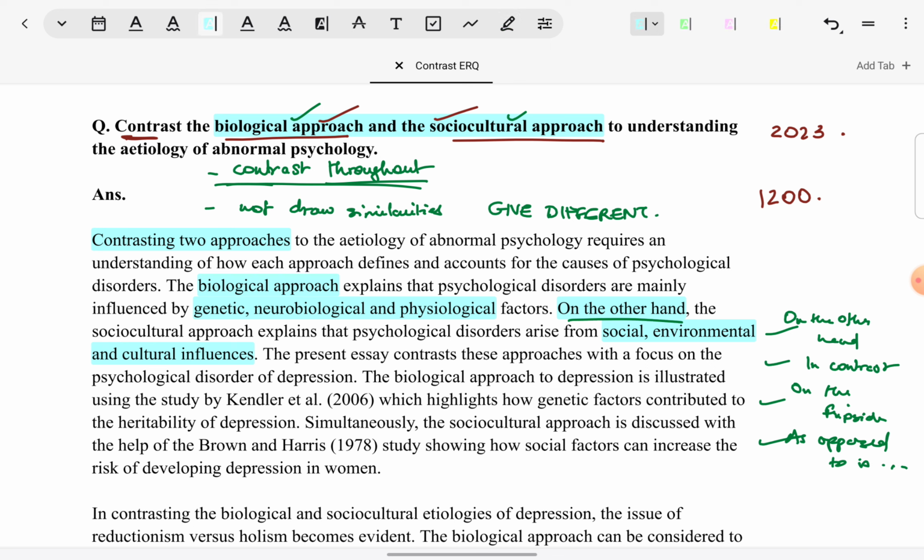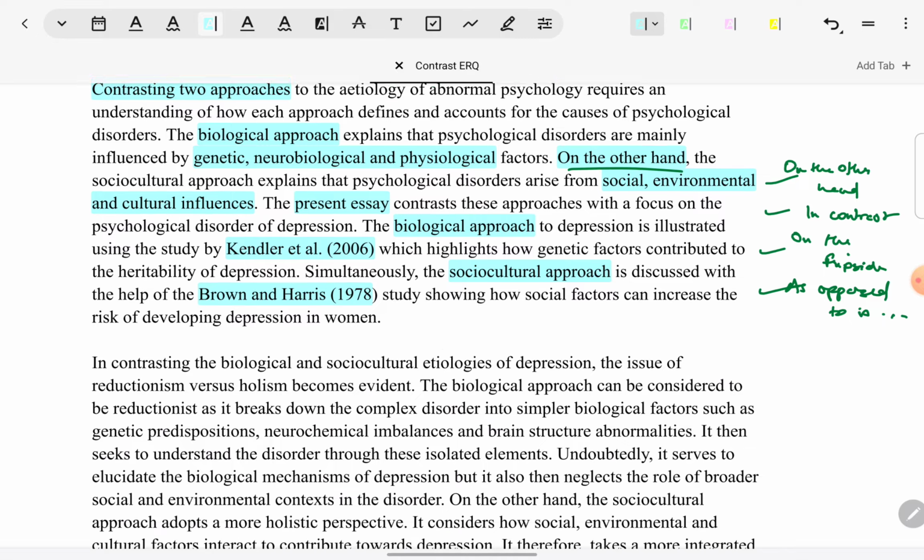So firstly, what is done in this essay, the very basic definition of the two approaches are contrasted against each other. After that, as we always do for all command terms, what is to follow in the present essay has been outlined. So this essay, for the biological approach, is going to take the support of the Kendler et al. study, Genetic Explanation of Depression, and at the same time for the socio-cultural approach, the Brown and Harris study, to show the relative importance of that approach.